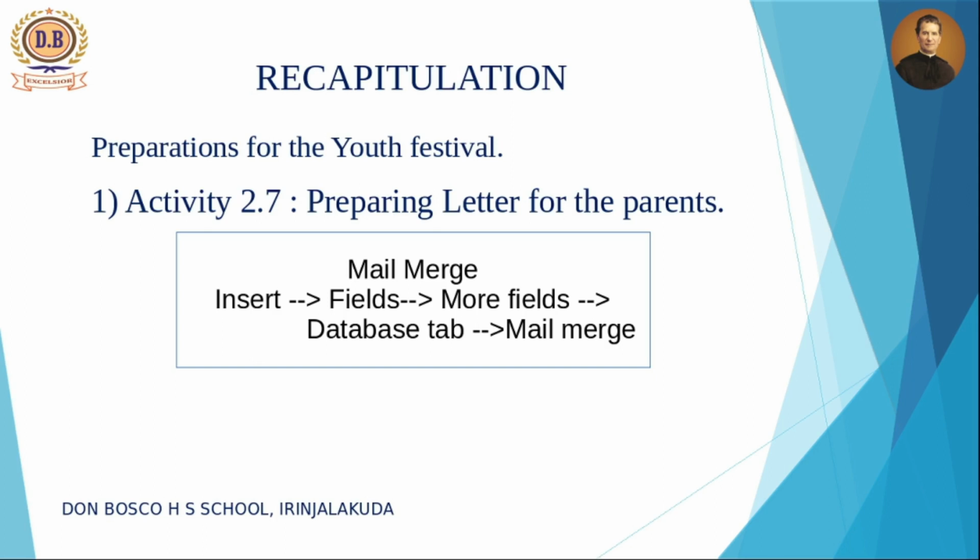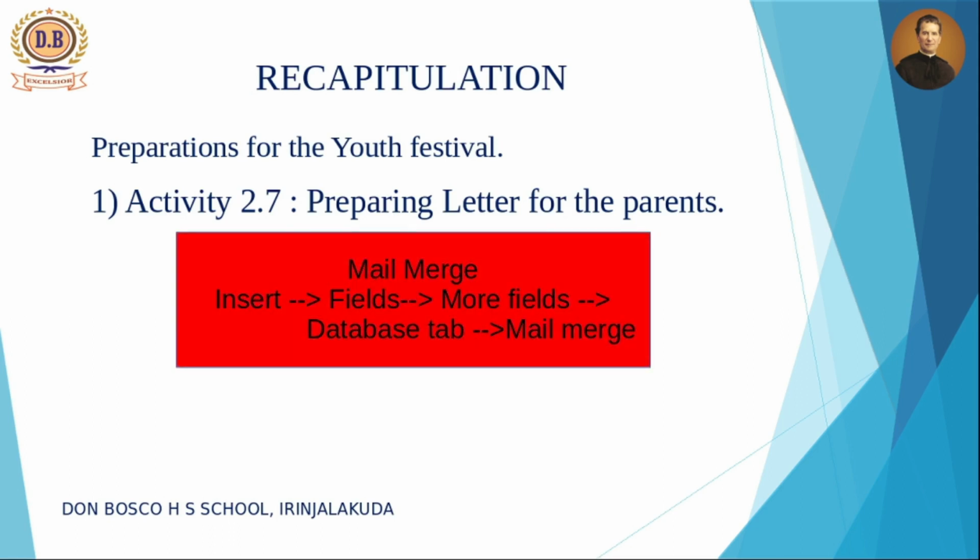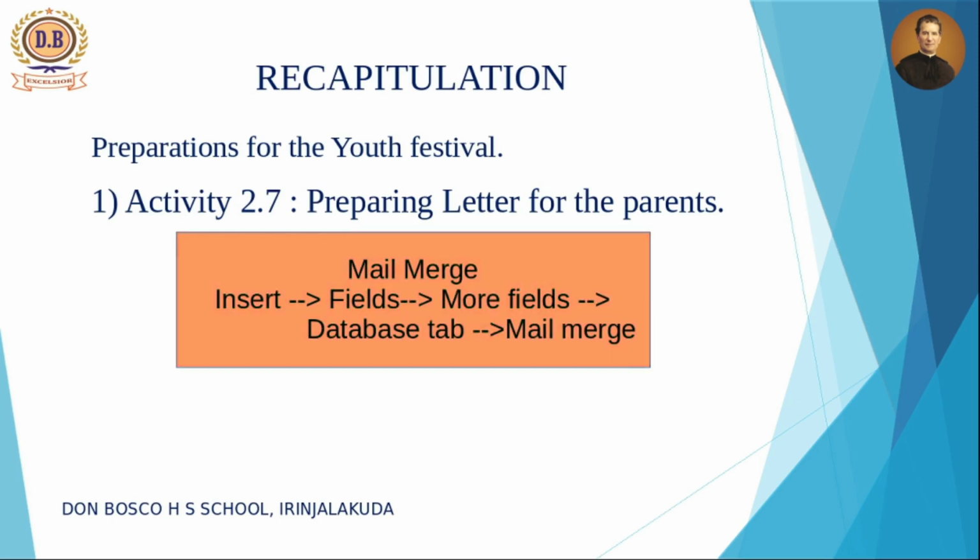So in this activity, we have learned about one new term called mail merge. How to get mail merge? Insert, field, click on the more fields option. There you can find the database tab, and from that click on mail merge and browse the document. We have browsed the document called address. Then place the cursor on the letter and just double click on the fields called name, address, house name, street name, etc. So what is the use of mail merge? To include the name and address one by one in each of the pages. So this is the use of the mail merge facility.